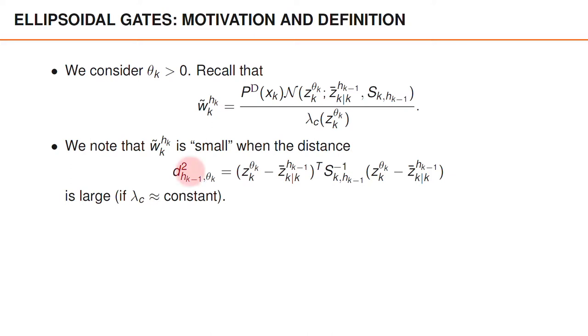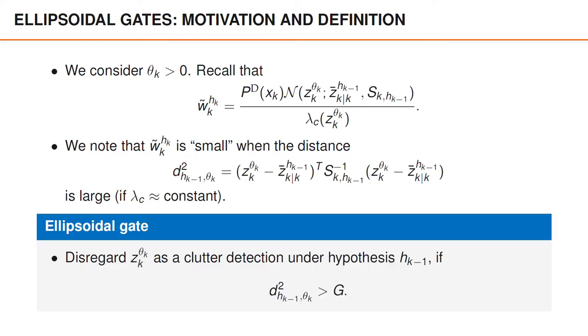We refer to the value of this quadratic form as the squared distance and denote it as d square with sub-indices hk minus 1 theta k, since hk minus 1 determines the predicted measurement distribution and theta k determines the new measurement. Since the weights shrink with this distance, we say that the measurement is clutter if the distance d square is larger than a threshold g. You can think of this as a pruning technique that prunes hypotheses without ever computing the specific weights.